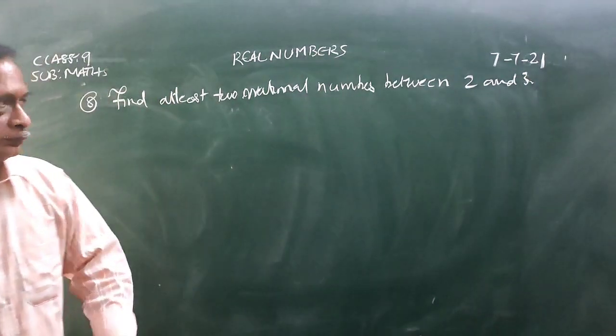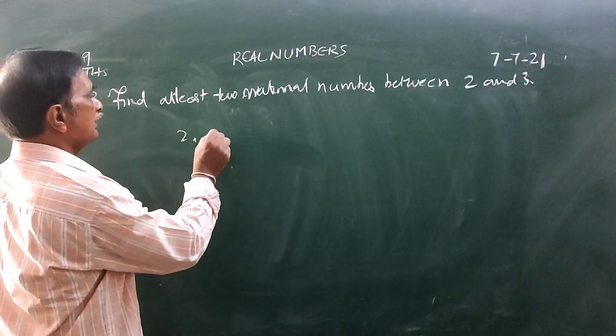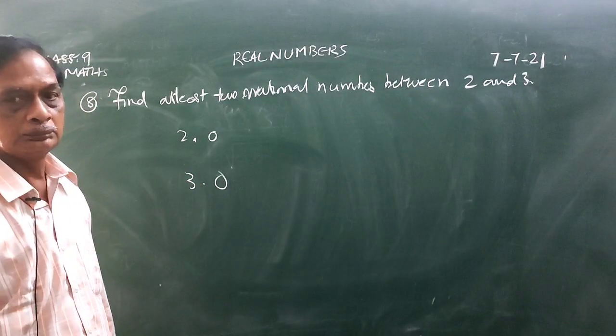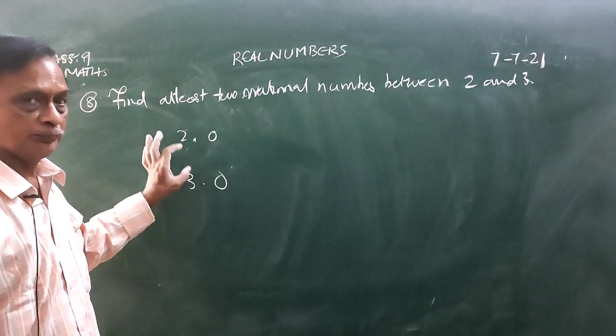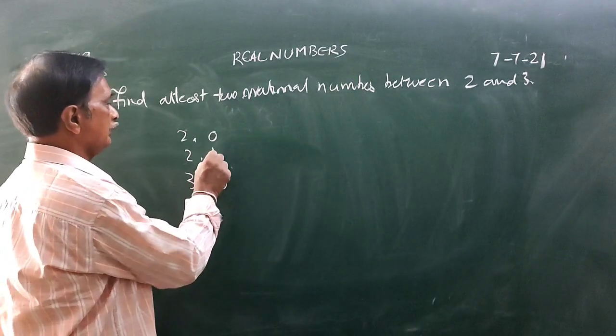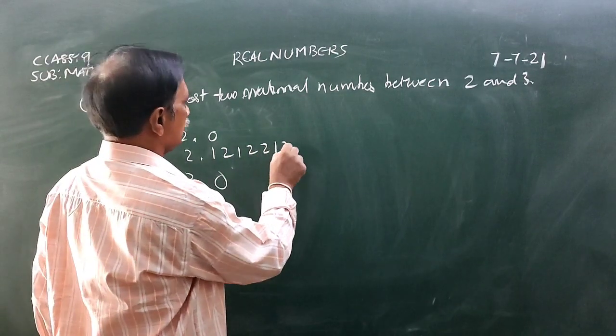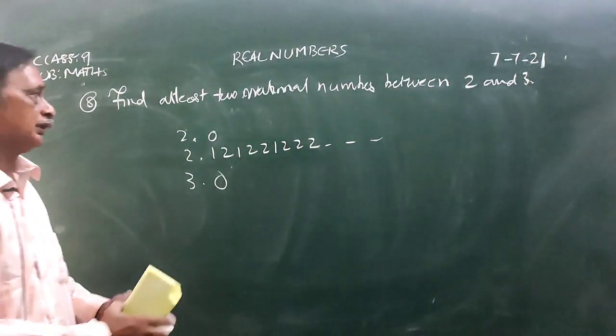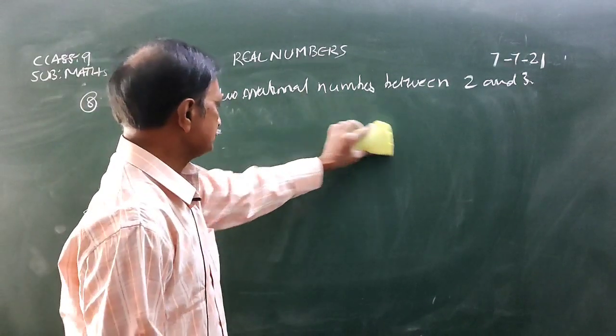Or 2 can be written as 2.0 and 3 can be written as 3.0. Between 2 and 3 we can frame irrational numbers, like 2.12, 122, 1222 and so on. Like that you can frame irrational numbers. But I am going to tell another method.